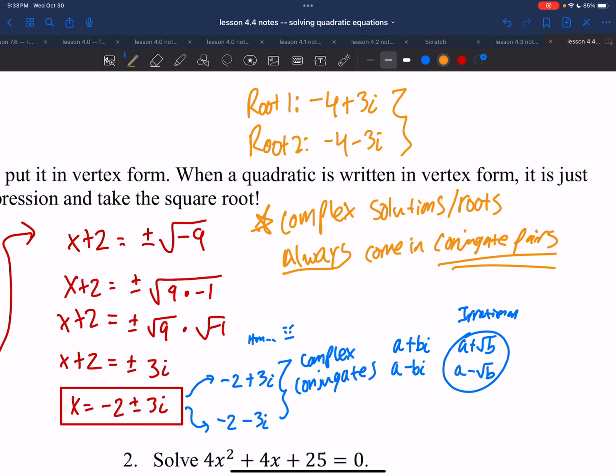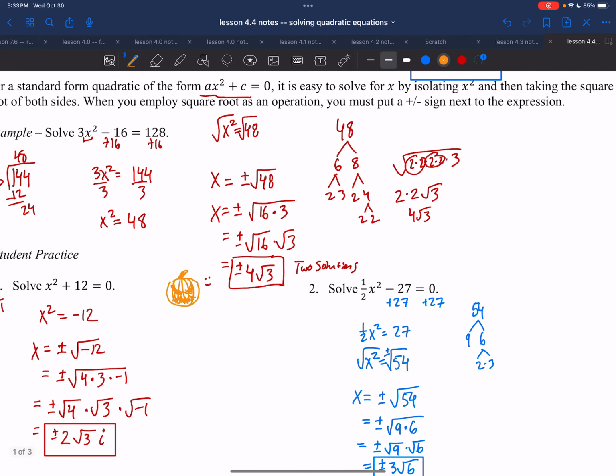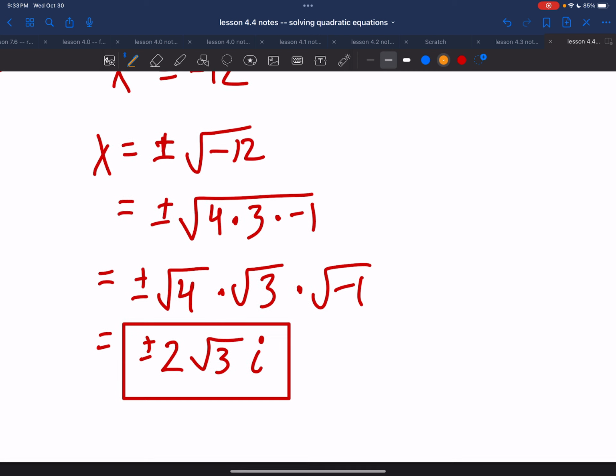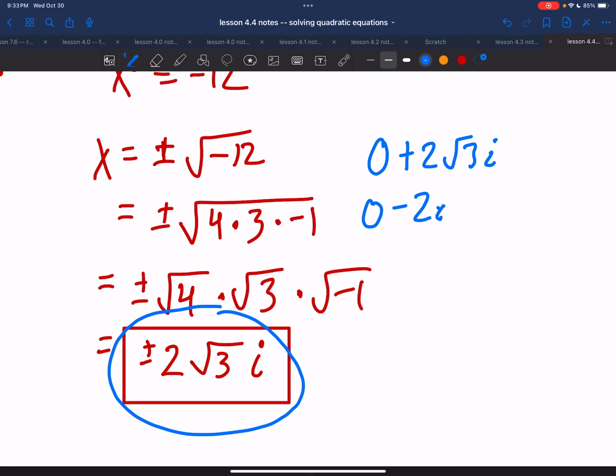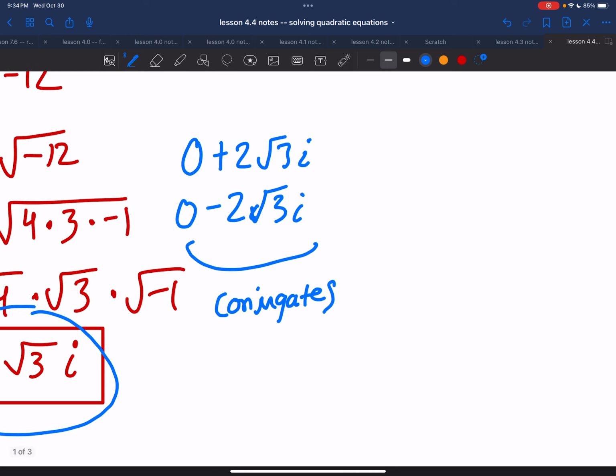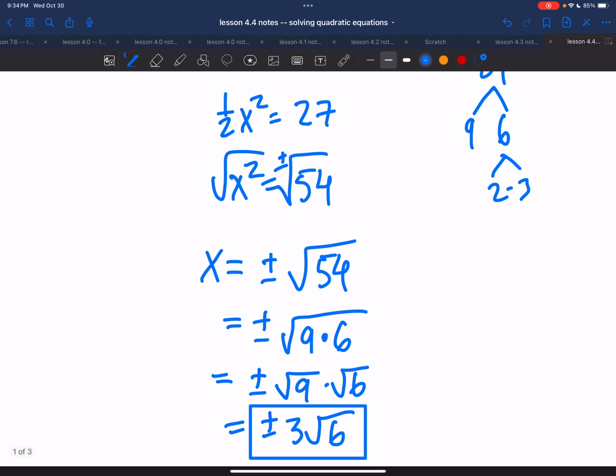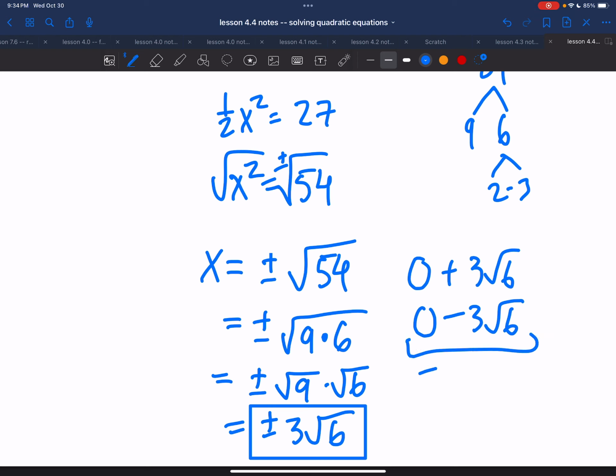And you might notice that in the previous problems on the previous page, and there's my jack-o'-lantern again. Look at my answer here: plus or minus 2 root 3. Hey, wait a minute. That's 0 plus 2 root 3i and 0 minus 2 root 3i. Oh my gosh, those are conjugates of each other. They're complex conjugates. Over here, I have 0 plus 3 root 6 and 0 minus 3 root 6. Oh my gosh, those are irrational conjugates.